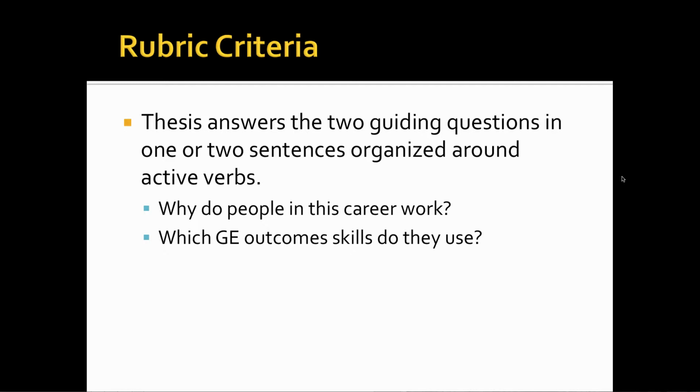This is the criteria. The thesis needs to answer 2 questions, which means this should be a 2-sentence thesis. 1 sentence answers, why do people in this career work? In other words, that's the reasons sentence, and the other is which GE outcome skills do they use? And that's the sentence where you're going to either take quoted language from the GE outcomes, which you can find on page 4 of your syllabus, or you're going to paraphrase some of those specific skills. But either way, you're using the exact skills and outcomes in MiraCosta's general ed criteria.